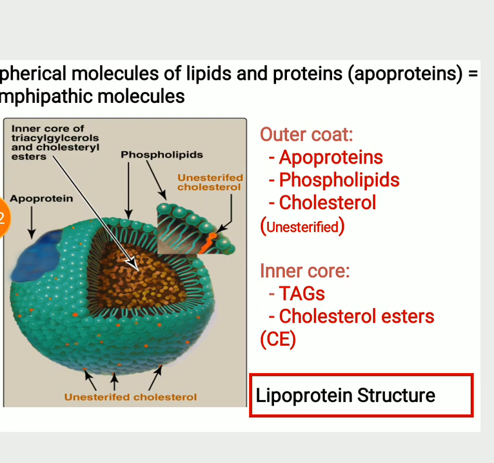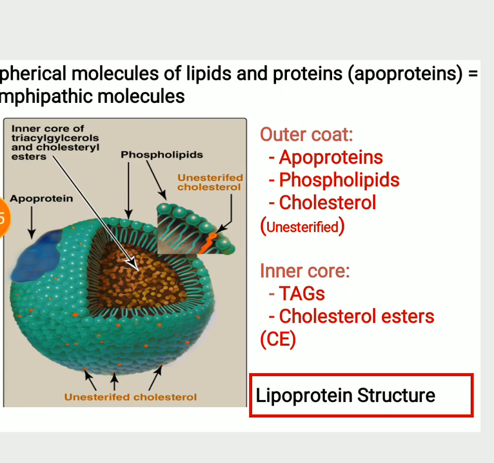So now we're going to see the general structure of a lipoprotein. As you can see, it is spherical, but in the spherical pattern, we are seeing that it has an outer coat. The outer coat is a hydrophilic shell consisting of a monolayer of amphipathic phospholipids. In this monolayer, the phospholipids have a hydrophilic head facing towards the aqueous environment, and the hydrophobic tails projecting inside towards the hydrophobic core.